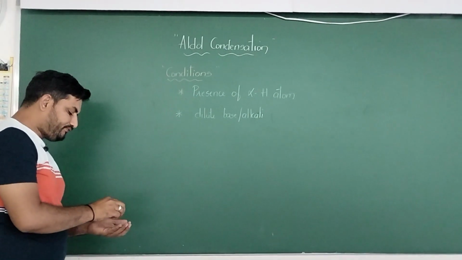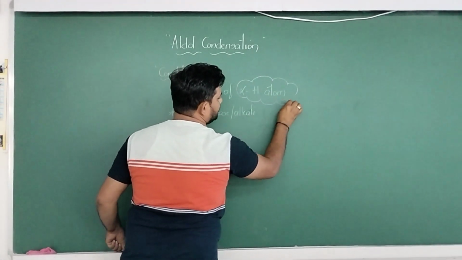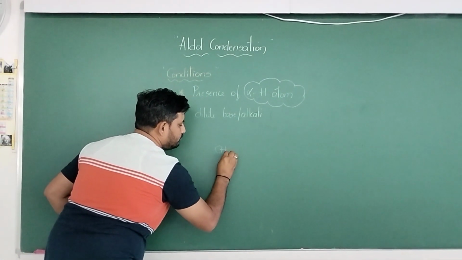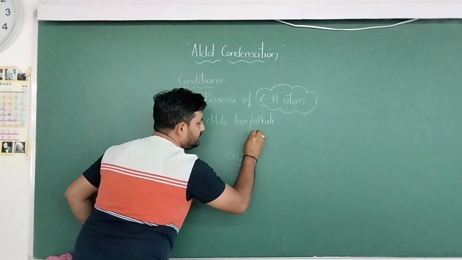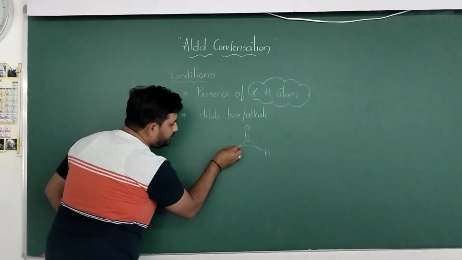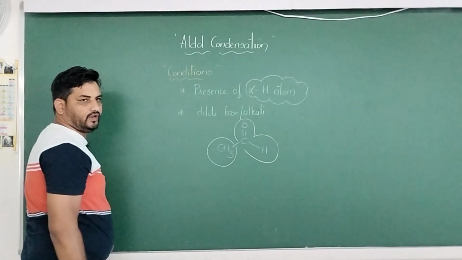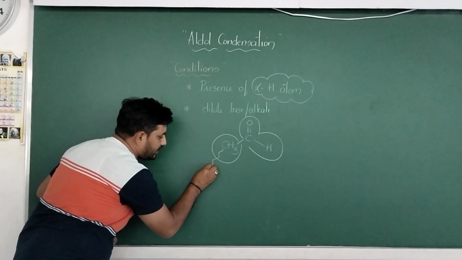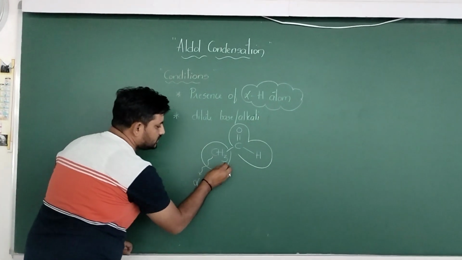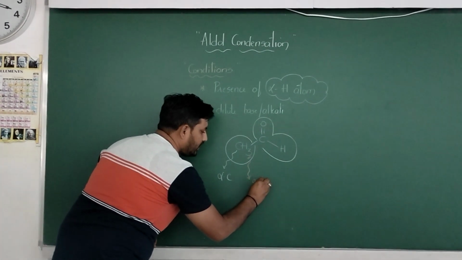Further, let me first make you all understand what exactly an alpha hydrogen atom means. For that, let me take an example. Say I have got the most common aldehyde that we study, that is acetaldehyde. Now, a carbon that is directly connected to an aldehyde group or a carbonyl group is called an alpha carbon. And whatever hydrogen atoms are connected to this alpha carbon atom are referred to as alpha hydrogen atoms.